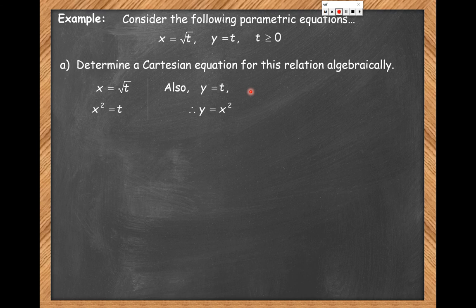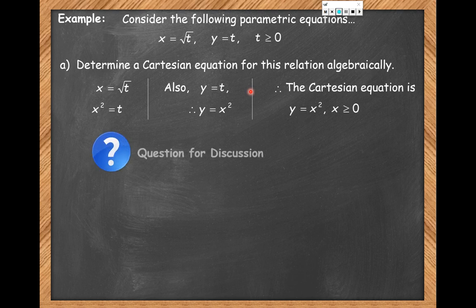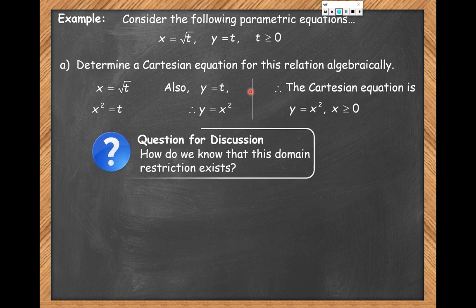Well, x is only the positive root of t. The t value is only greater than or equal to 0. I'm only going to get the one side of things here because of those two situations. So y equals x squared, but the x values are only greater than or equal to 0. How do we know that this domain restriction exists? Right there, t greater than or equal to 0, but also x is only the positive root of t. We're not getting both positive and negative values of x, though.